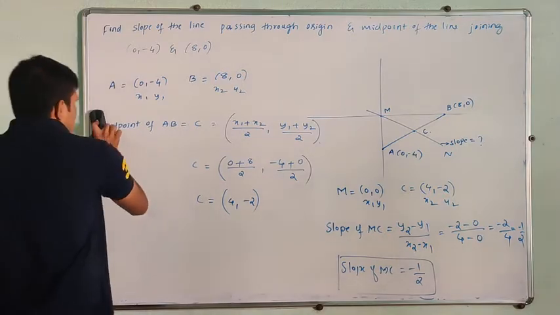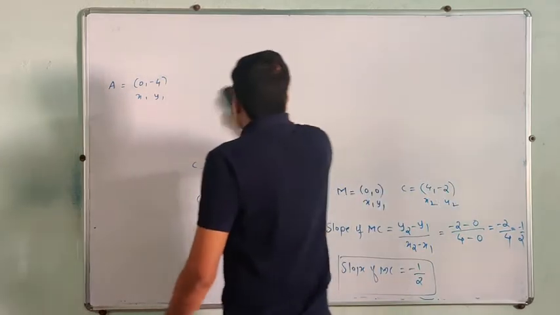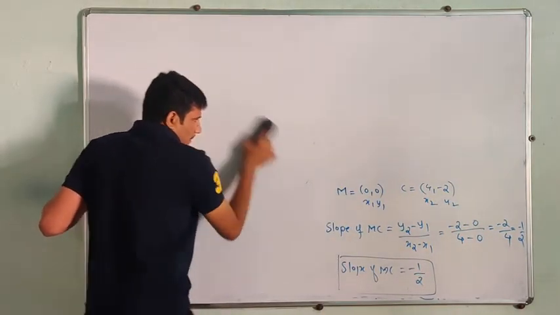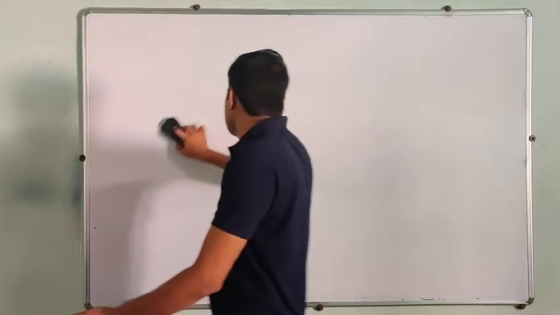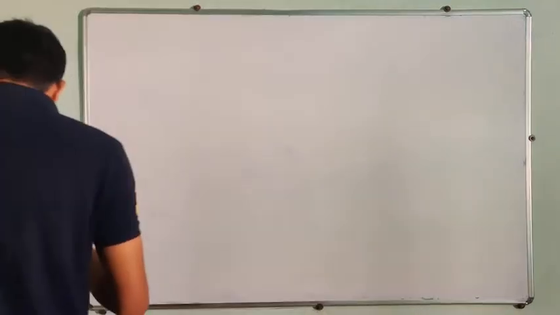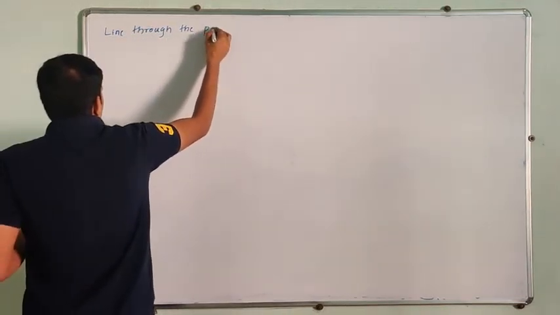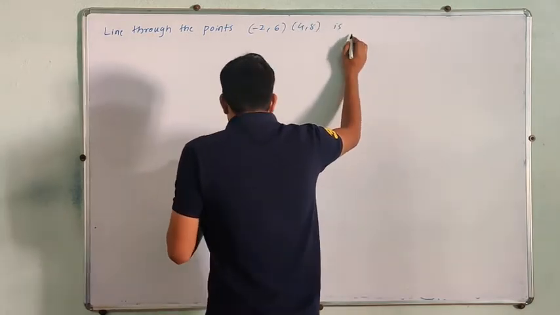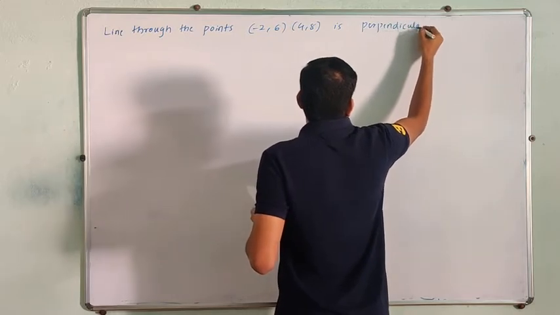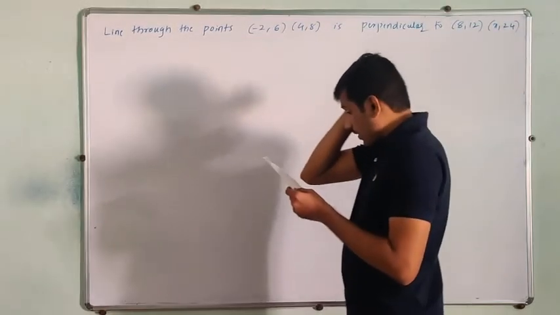Students, next problem. The line through the points minus 2, 6 and 4, 8 is perpendicular to the line through 8, 12 and x, 20. Then find the value of x.